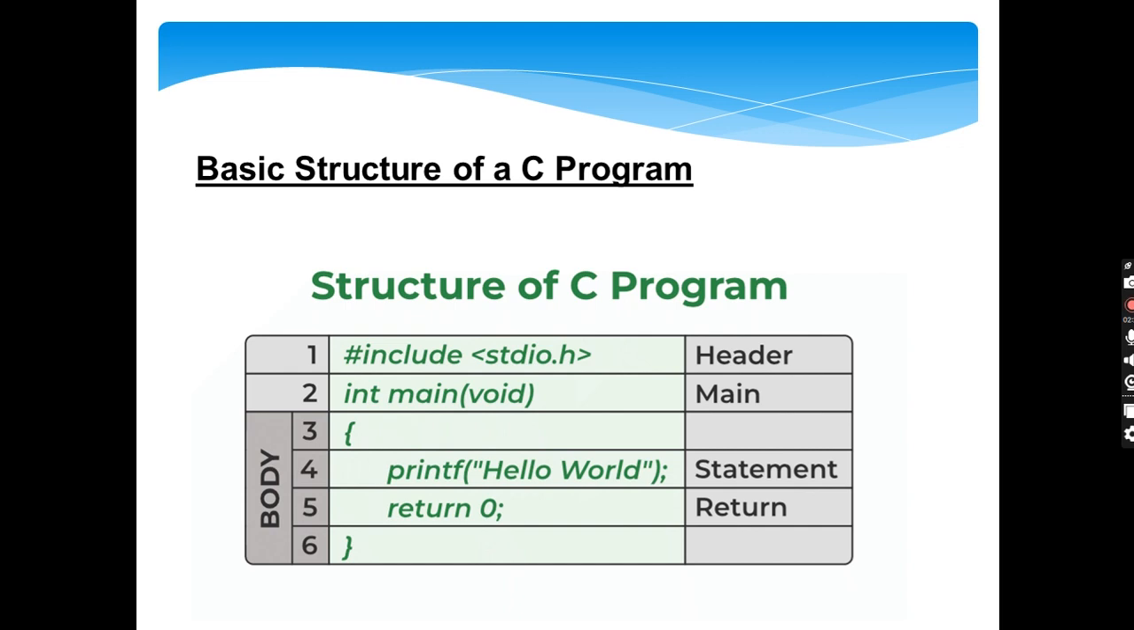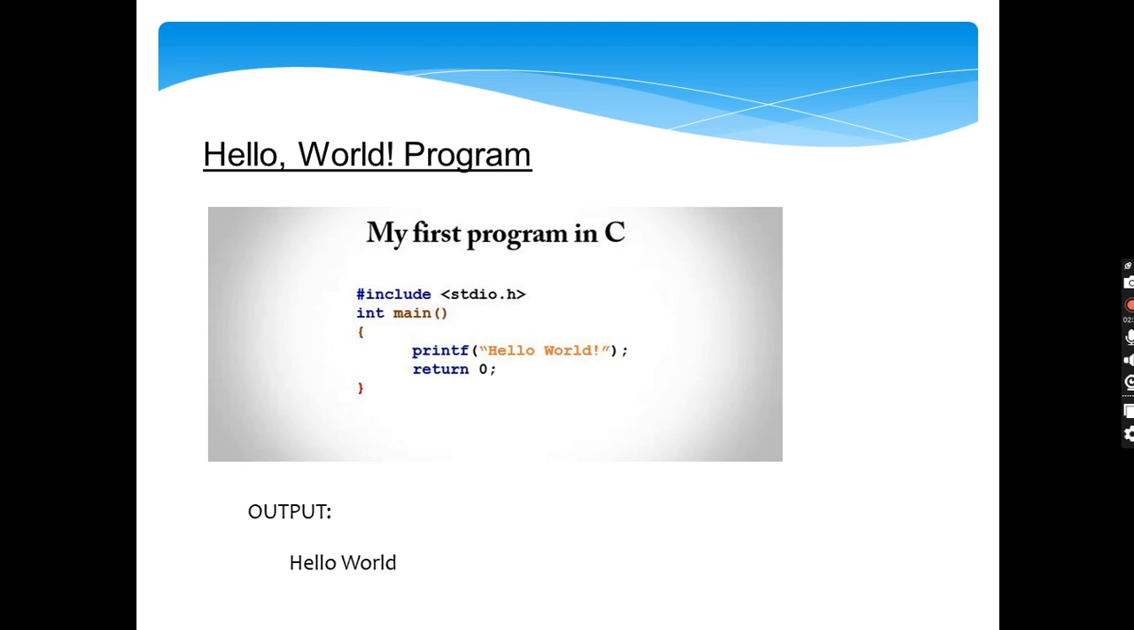This is the body of a program. My simple hello world program consists of, first, we have to declare a header file, that is stdio.h, then int main. In the main function I have written a printf, which is the output of a C program. It displays hello world.